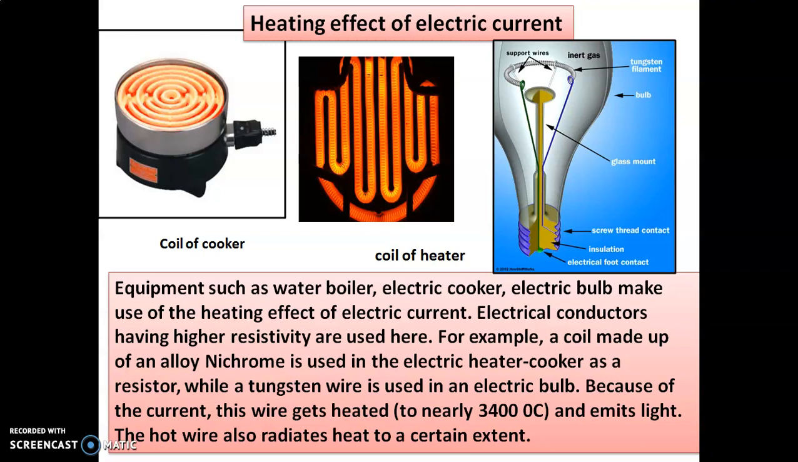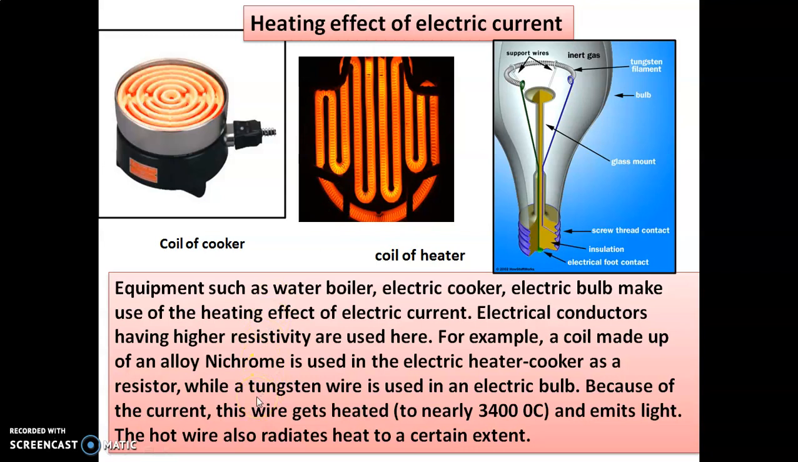For example, a coil made up of an alloy nichrome. Nichrome means nickel and chromium. It is used in an electric heater or cooker as a resistor. So this is the coil of the cooker. Okay, so this is used as a resistor. It becomes hot and then we can cook food with it. While this is the coil of the normal heater.